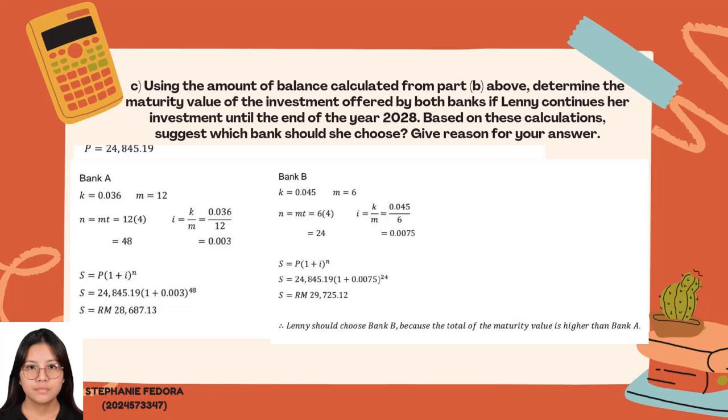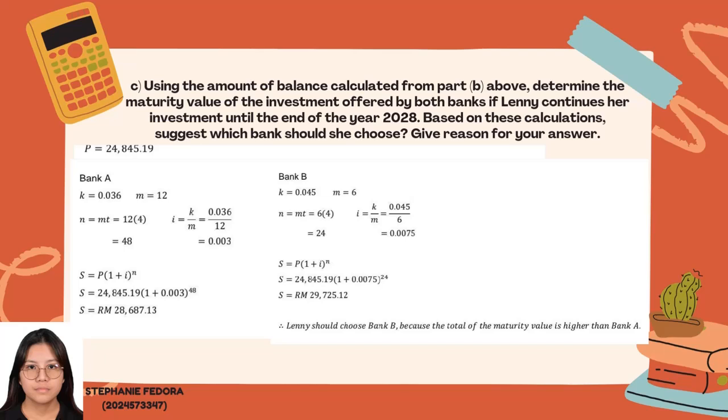Bank B, which offers an annual nominal rate of k equals 0.045 and frequency of conversion of m equals 6, which gives the total number of interest periods n as 24 and the periodic interest rate i as 0.0075.